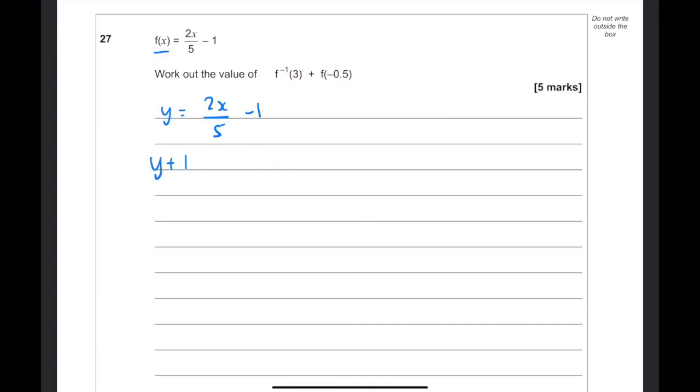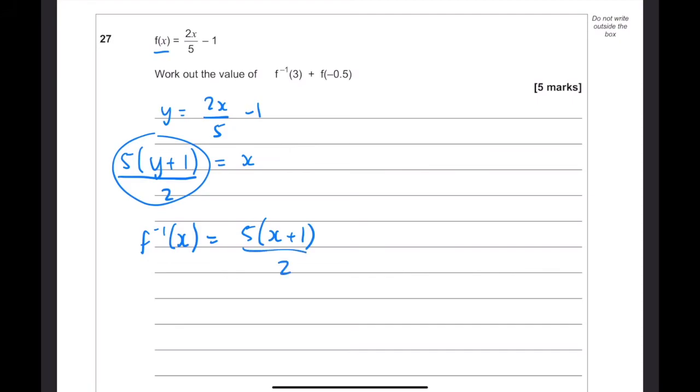So if we add 1 and then multiply that by 5, that's going to be equal to 2x, and then all we need to do from there is divide that by 2 to get our x value. f to the minus 1 of x is going to be exactly this, but with an x instead of the y. So 5 lots of x plus 1, over 2. Now, f to the minus 1 of 3, when we sub 3 into here, we're going to have 3 add 1, which is 4, times that by 5, divide that by 2, we get 10.